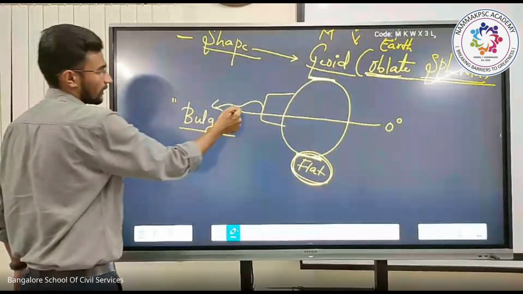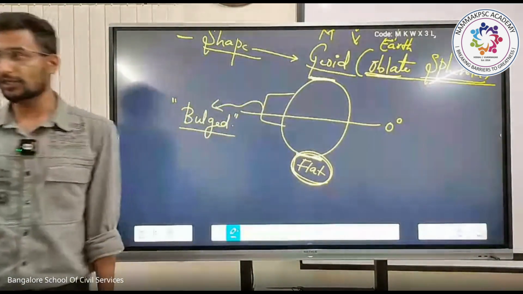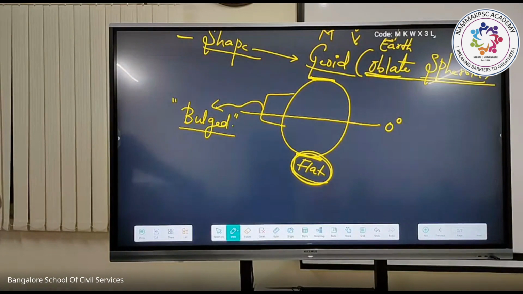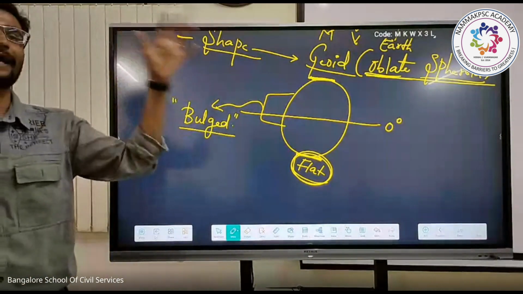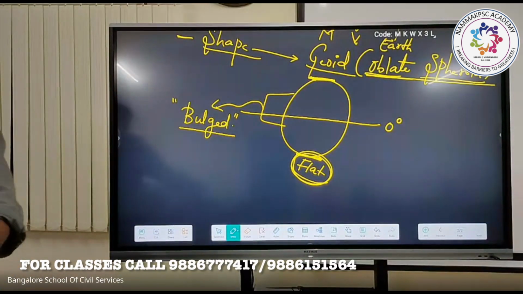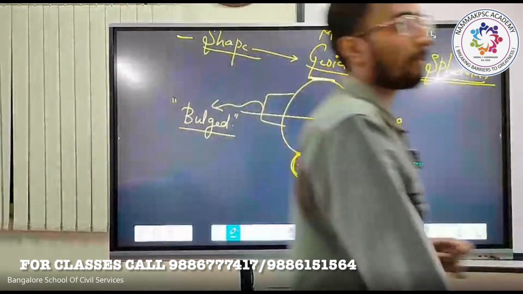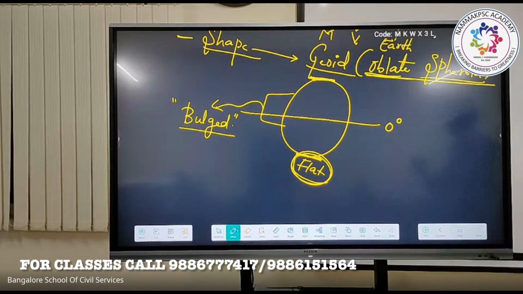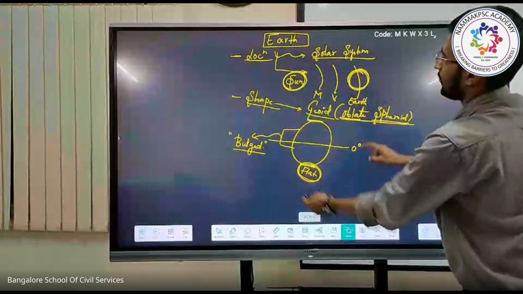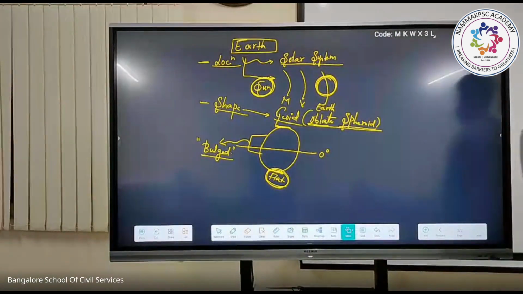Whereas with respect to the polar regions, it is slightly flattened. Slightly flattened at the poles and bulged at the center, we call this the shape of the Earth. These are the first points with respect to our shape. The first one was with respect to location.